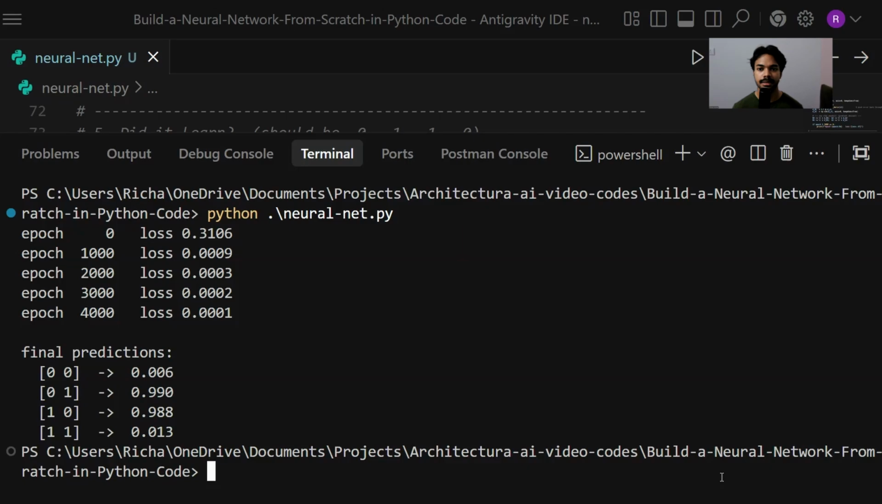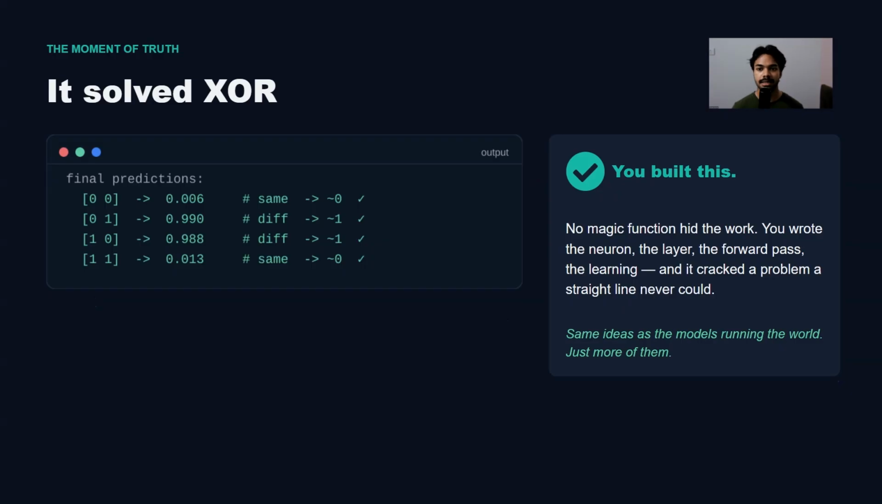Take a second with that. You didn't call a magic function that did the work. You built the neuron, the layer, the forward pass, the learning, and then you watched it learn something a straight line never could. That's not a toy, that is, in miniature, exactly what's happening inside the enormous models running around the world. Same ideas, just more of them.